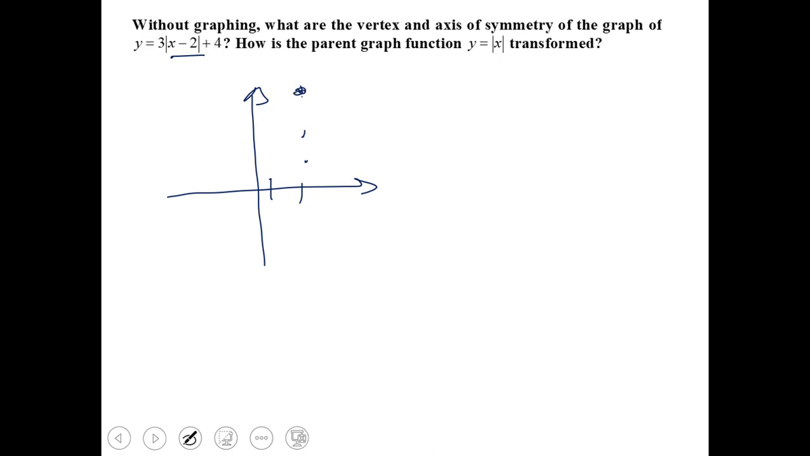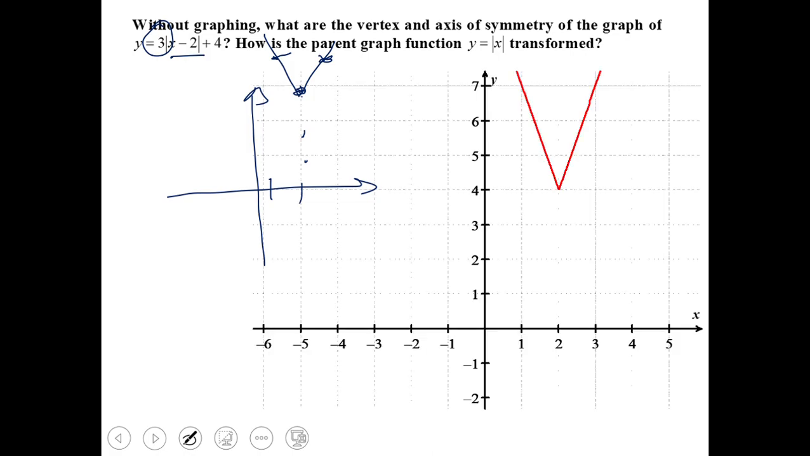This is where the vertex is, and then we need to use the 3 we have here to show how wide it is. My suggestion will be move 3 up, 1 to the left, 3 up, 1 to the right, and you should have a nice graph like this. You see it now here, and also you can see the parent graph, and you see the red one is a result of transforming the parent graph.